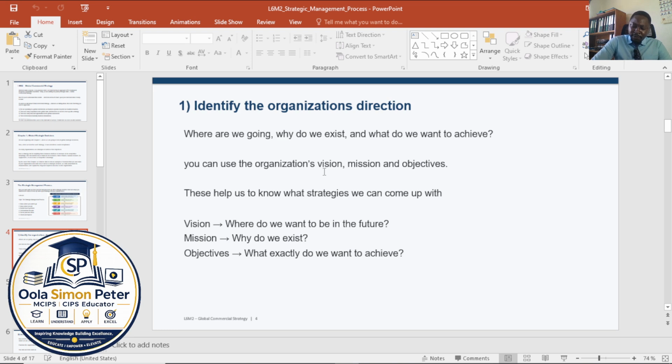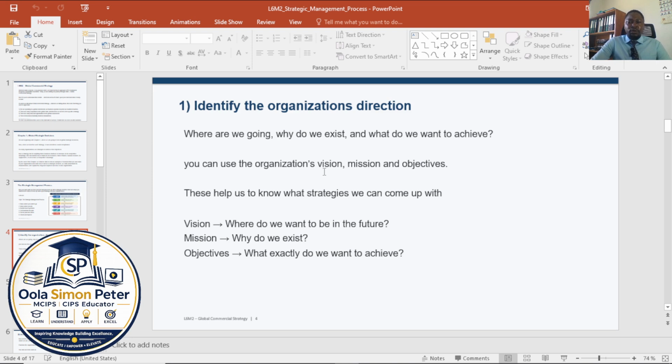Now, the vision. What is the vision? Where do we want to be in the future? That is what the vision communicates. Where does the organization want to be in the future? How about the mission? The mission is, why do you exist? Why do you operate? What values do you add to the community or to the business or to other people or to your stakeholders? Then the objectives. What exactly do we want to achieve?